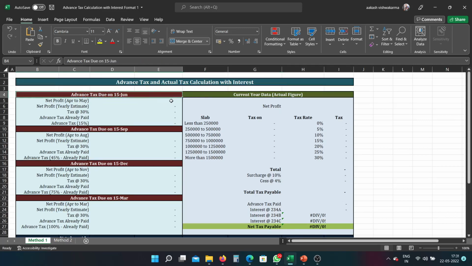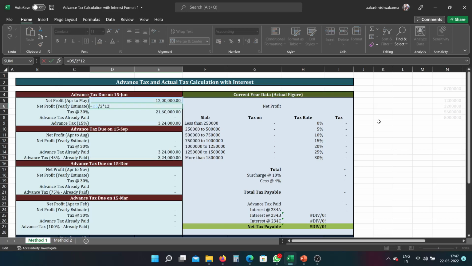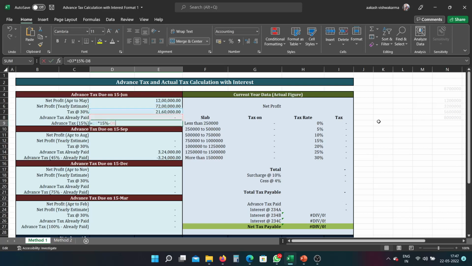Under the first method to estimate our tax liability, we will take current year figures. The first installment of advance tax we have to pay on or before June 15th. Until June 15th we only have profitability of 2 months, April and May. So we will divide 2 months profit by 2 and multiply it by 12 and we will have estimated annual profit based on current data, and let's say the tax rate is 30%. We will calculate 30% of estimated annual profit.